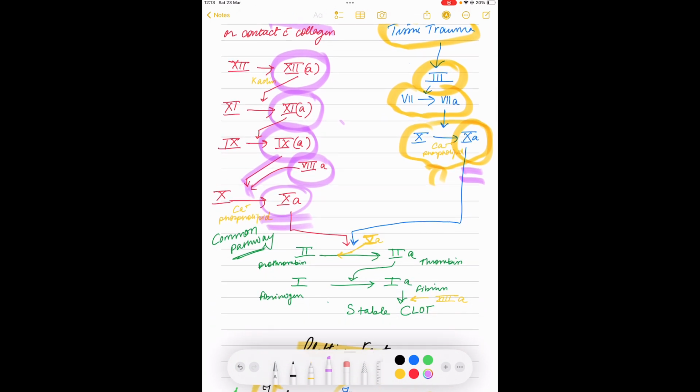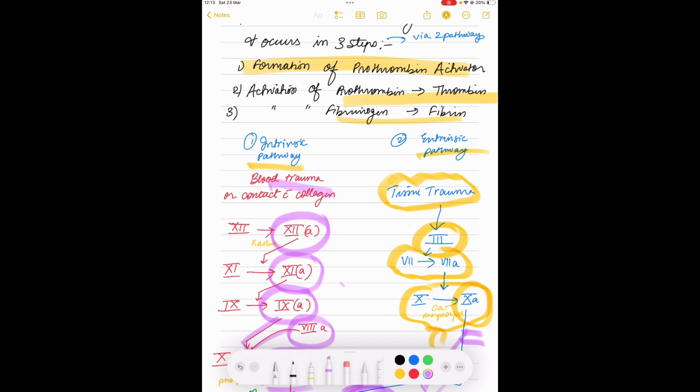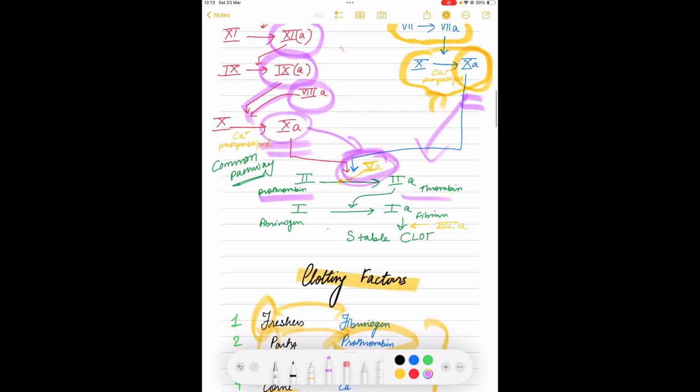Now this is the first step. Now what will happen is this factor 10 along with factor 5 from both the sides will activate the prothrombin to thrombin. So that's the second step. First we said formation of prothrombin activator and then prothrombin to thrombin. Now comes the third and the most final step, which is conversion of fibrinogen to fibrin. Okay, so that is aided by the 13th factor, also known as fibrin stabilizing factor, due to the fact that it stabilizes the fibrin.